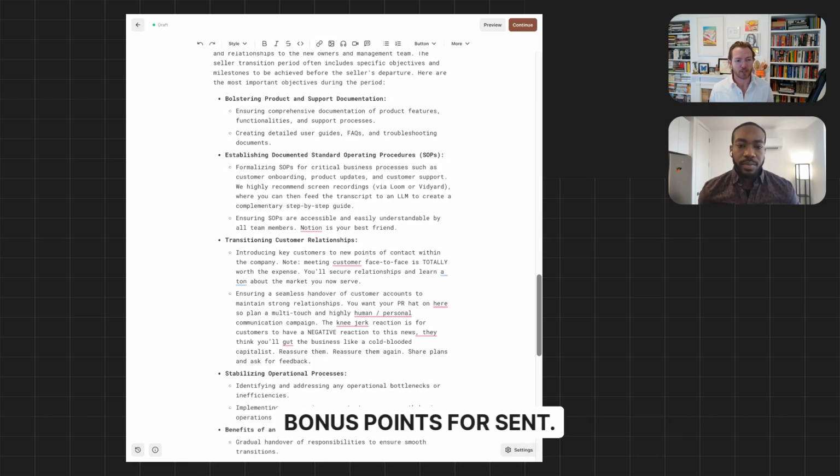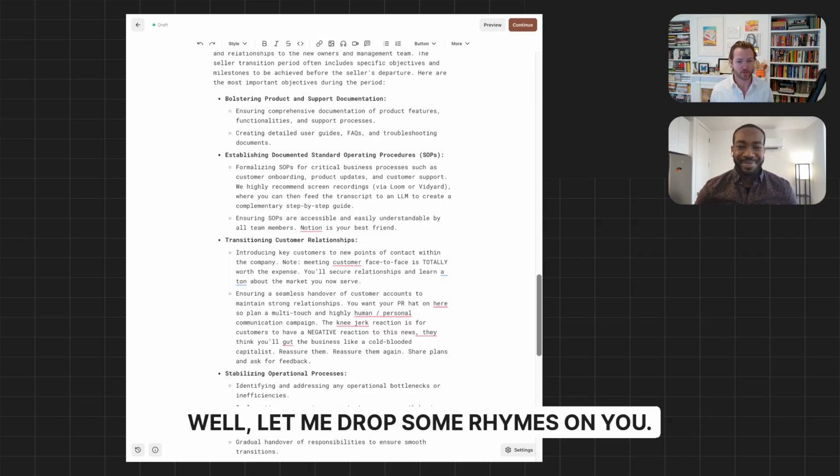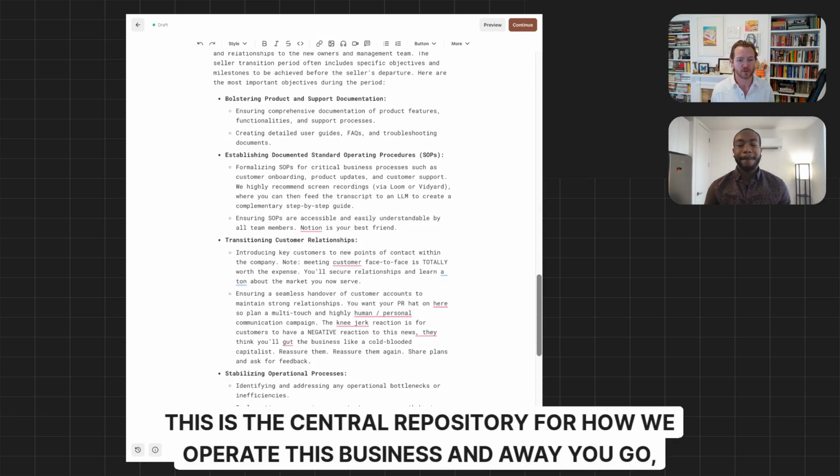And then bonus points, because obviously this is only as useful as it is accessible. Well, let me drop some rhymes on you. Anchor all these SOPs in a table in Notion. This is the central repository for how we operate this business, and away you go.